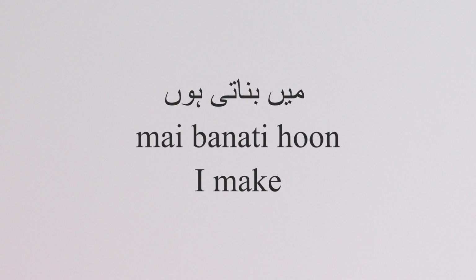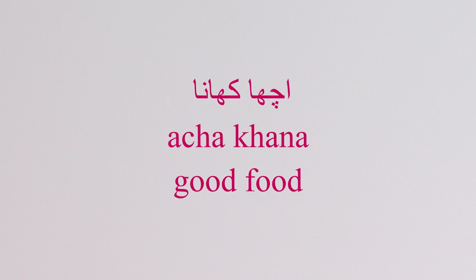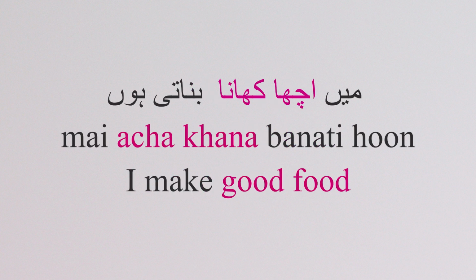Hoon is an auxiliary verb and banati is an action verb. So we can say I make good food. So good is acha and food is khana. Acha khana is good food. Acha here is an adjective, an attributive adjective, and khana is a noun. So they will go before the verb. So मैं अच्छा खाना बनाती हूँ.